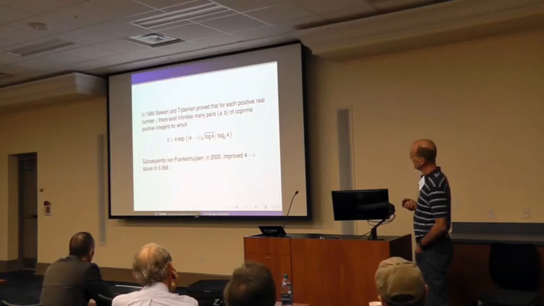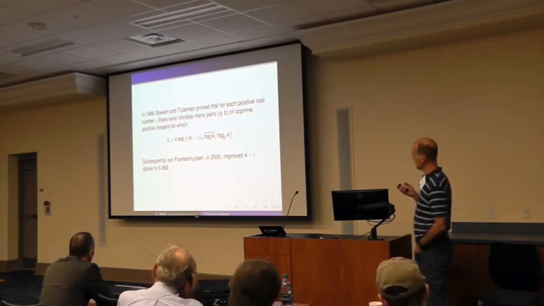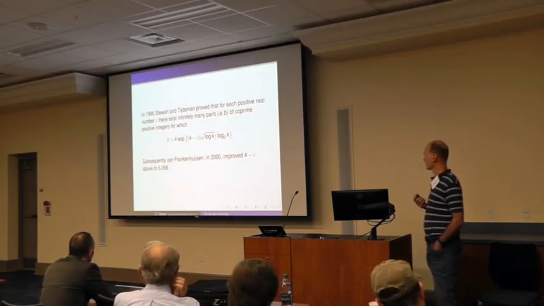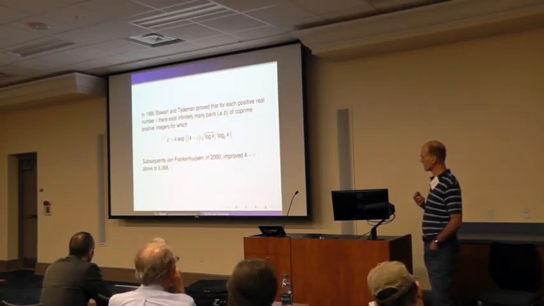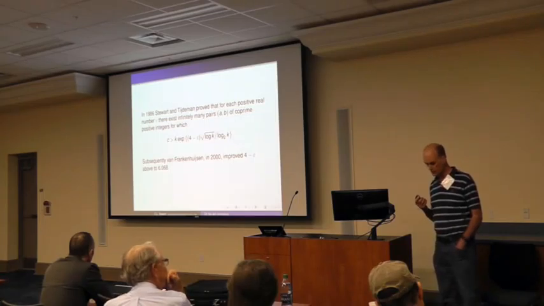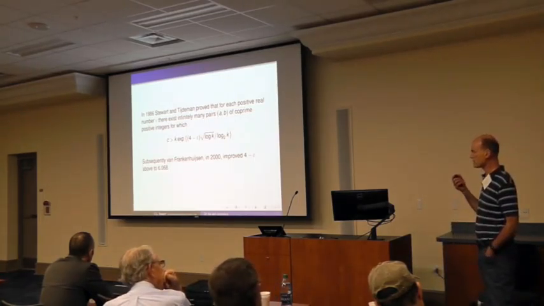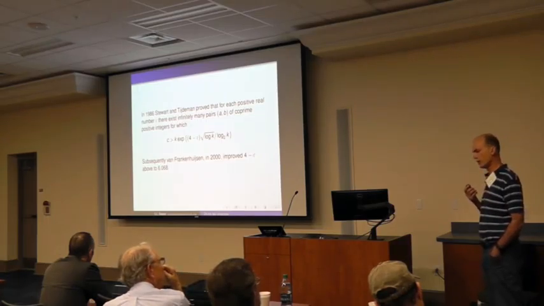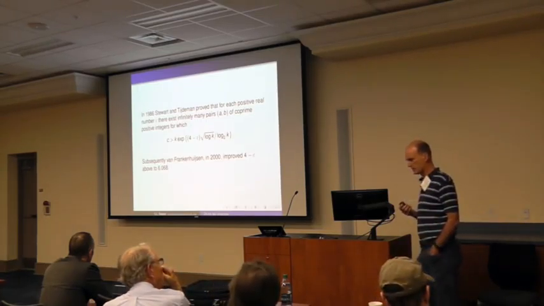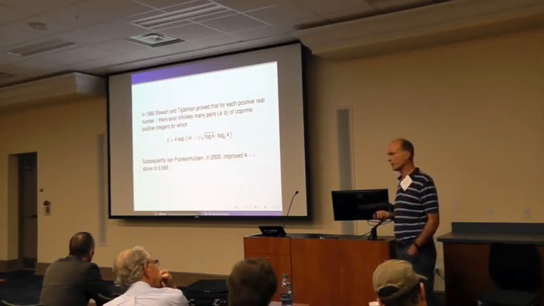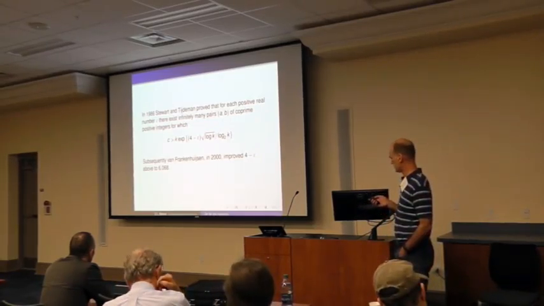And then in 2000, Van Frankenhuizen was able to replace the 4 minus epsilon by 6.068. He did so by replacing essentially a pigeonhole principle with a geometry of numbers argument, which was more efficient and involved sphere packing densities.